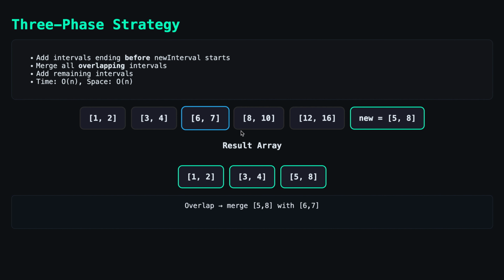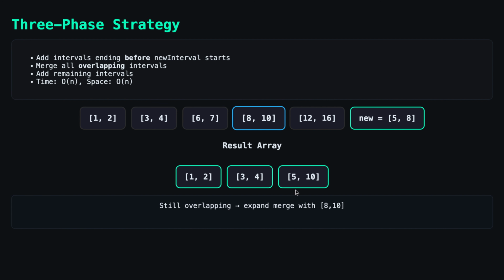Now we check the next interval [8, 10]. This also overlaps with our merged interval because 8 is already equal to 8, right? So we again merge them. And now the updated merged interval becomes [5, 10], where end is the maximum between 8 and 10. So now the merged interval is [5, 10], and the result so far becomes this. And now this also completes our merging phase.